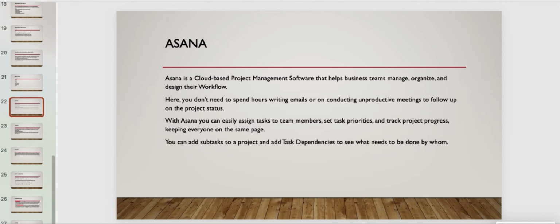With Asana, you can easily assign tasks to team members, set priorities, track project progress, and keep everyone on the same page, right? You can add subtasks to a project. You can add task dependencies to see what needs to be done and by whom. We're going to do a bit of practical on it. So you need to be familiar with this because as a remote worker, you need to be familiar with how this tool works, right?